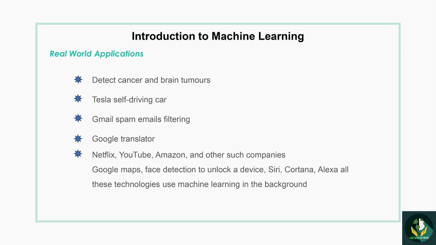Number 5. Netflix, YouTube, Amazon, and other such companies recommend products to users, products which the user might be interested in. Again, this is only possible because of machine learning. Moreover, Google Maps, face detection to unlock a device, Siri, Cortana, Alexa, all these technologies use machine learning in the background.